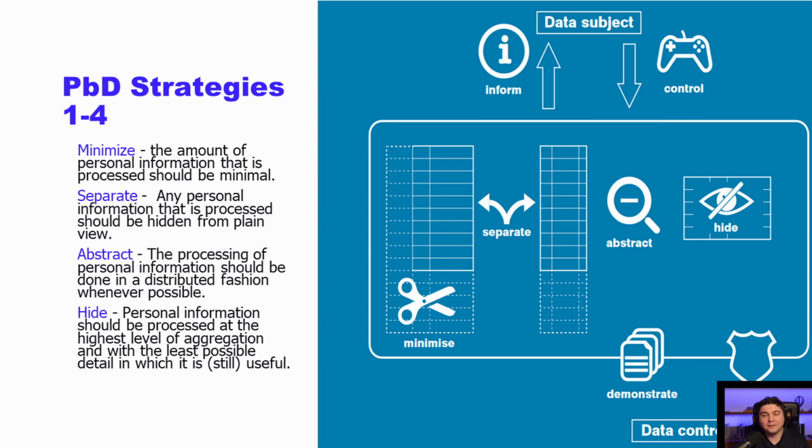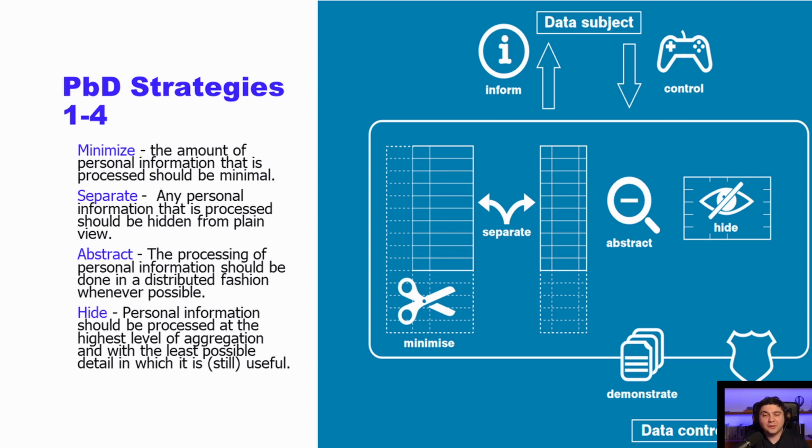Minimize means that the amount of personal data should be kept to complete minimum. If you would not need the data right now, you should not collect it at all. Separate means that any personal information that is processed in the system should be hidden and disconnected from the plain view. So data separation will help you with additional protection of personal data. Abstract means that the processing of personal data should be done in only distributed fashion whenever it's possible.